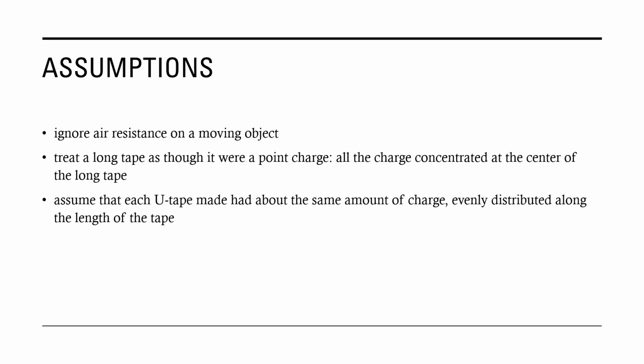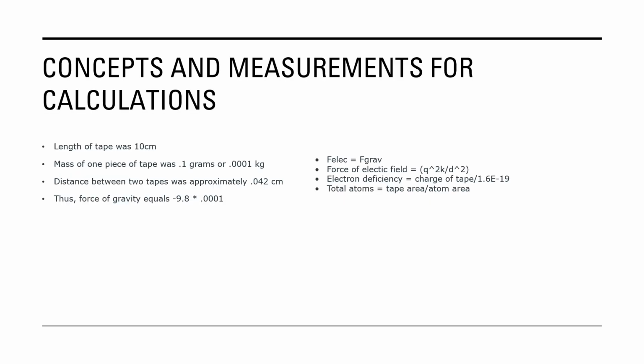For this lab, we made a few assumptions. We assume we are ignoring air resistance on a moving object. We're treating a long tape as though it were a point charge, with all the charge concentrated at the center of the long tape. And we also assume that each tape made had the same amount of charge evenly distributed along the length of the tape. They could have been different because they are two different tapes that we created, and there are different speeds that you yank them apart, and differences in composition.